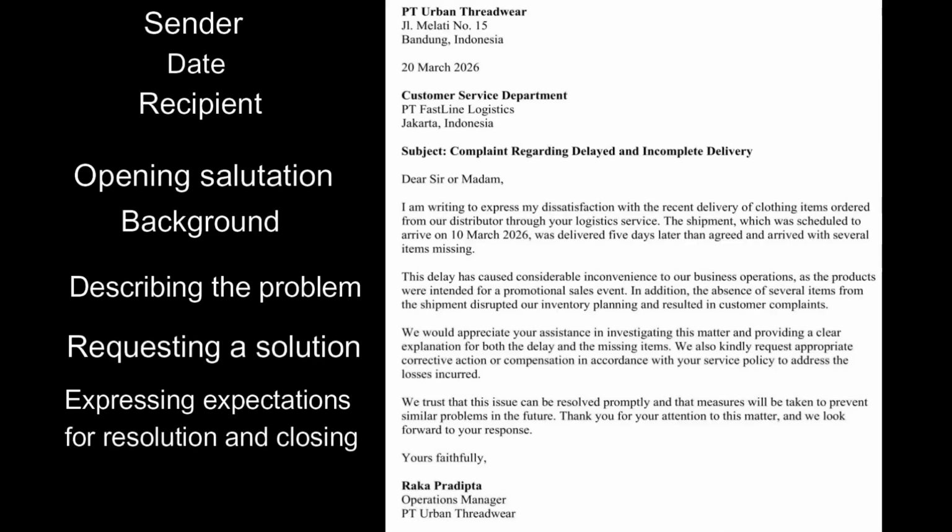5. Closing the letter. Appropriate closing expressions include, "I look forward to your response. I look forward to receiving your explanation. Thank you for your attention to this matter." Now pay attention to this letter of complaint.